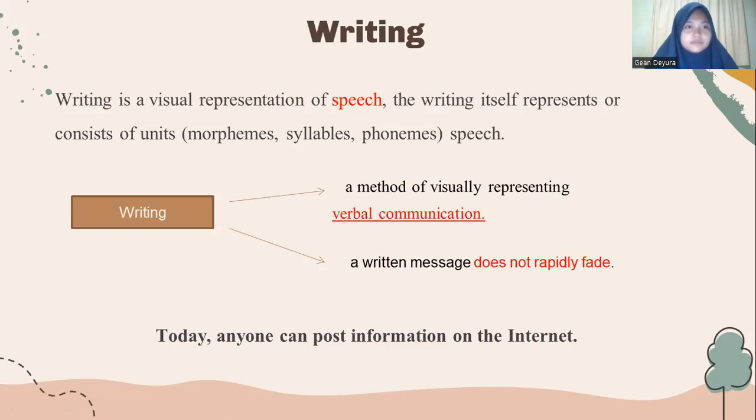This is a visual method of writing, and the posts on the internet are based on a script and a set of rules. The information posted on the internet is a form of writing, which consists of the three units that I mentioned before: morpheme, syllables, and phoneme.